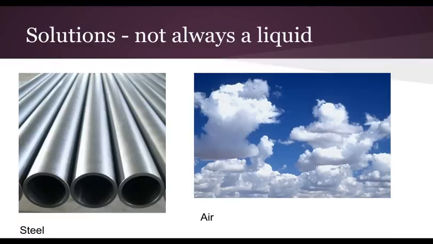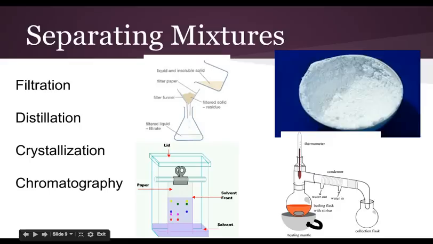So solutions are not always liquid. For example, air is a solution, or a homogeneous mixture, because air is a mixture of nitrogen and oxygen and water vapor and carbon dioxide, along with some other things, but we don't see the individual components, and that's why it's a homogeneous solution. Steel is an example of a solid that is actually a solution, because steel is a mixture of metals and elements like iron and aluminum that are melted at very high heat together to form this solution that we call steel. But I don't see the individual iron and aluminum components in that.